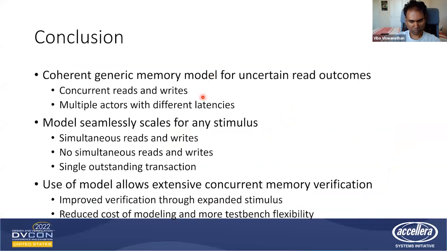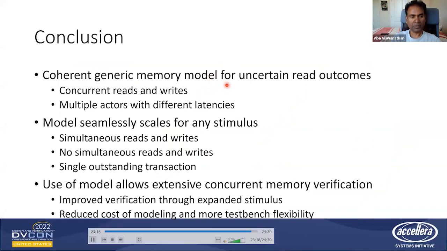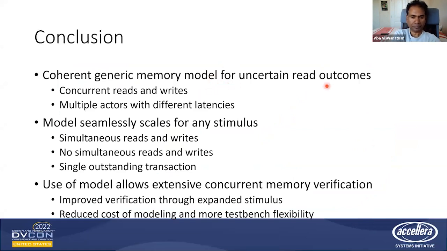In conclusion, we have developed a coherent generic memory model for uncertain read outcomes. We have dealt with concurrent reads and writes, as well as multiple actors with different latencies. There are many benefits to this model. It seamlessly scales for any and all stimulus, including completely simultaneous reads and writes, no simultaneous reads and writes, and single outstanding transaction across both reads and writes.